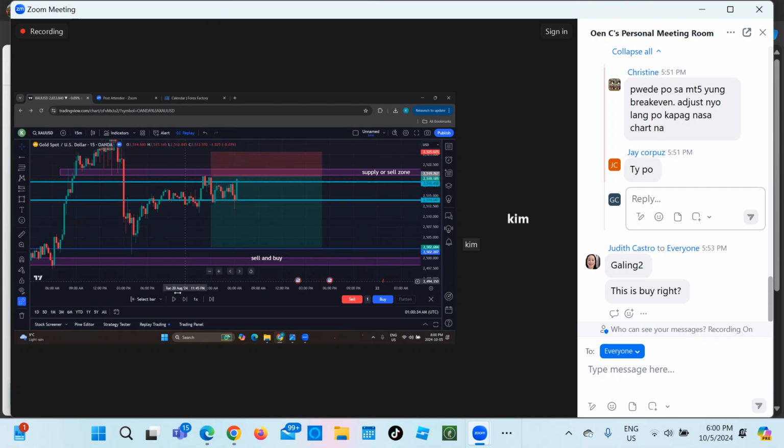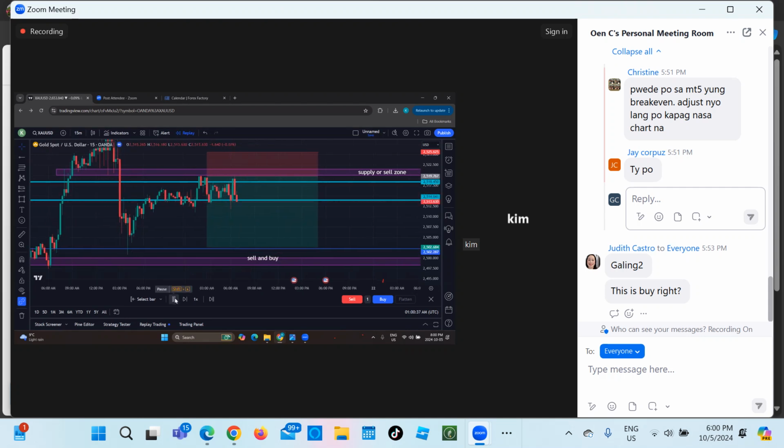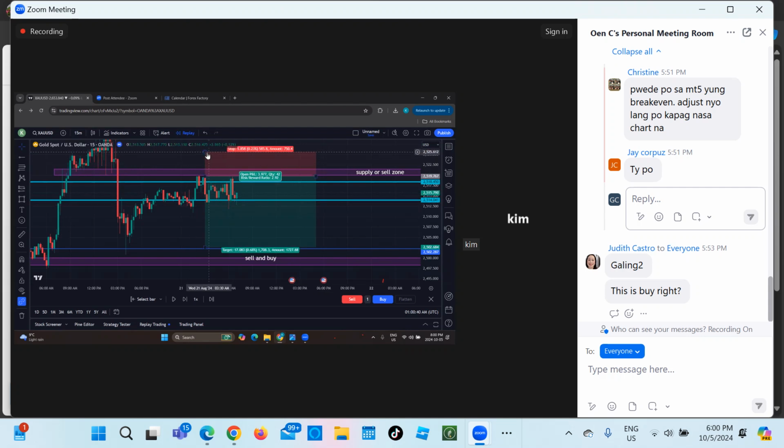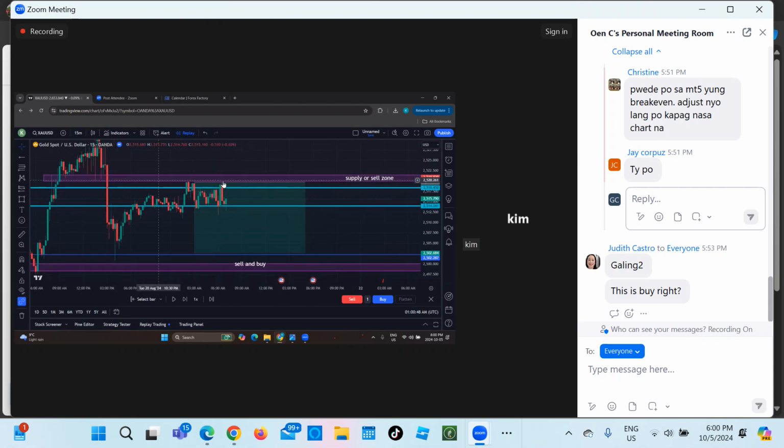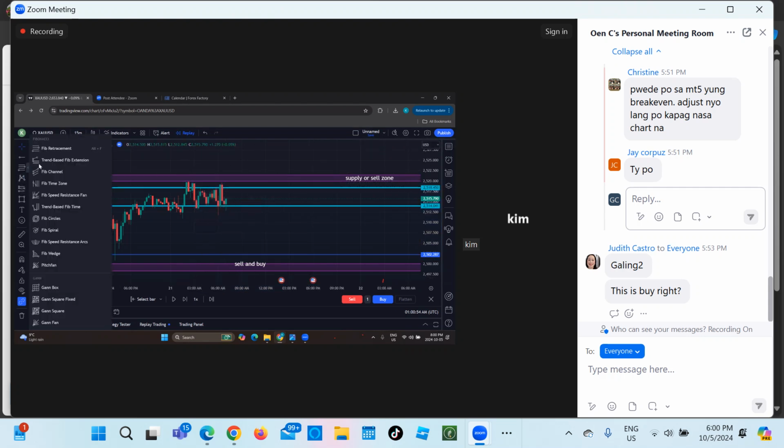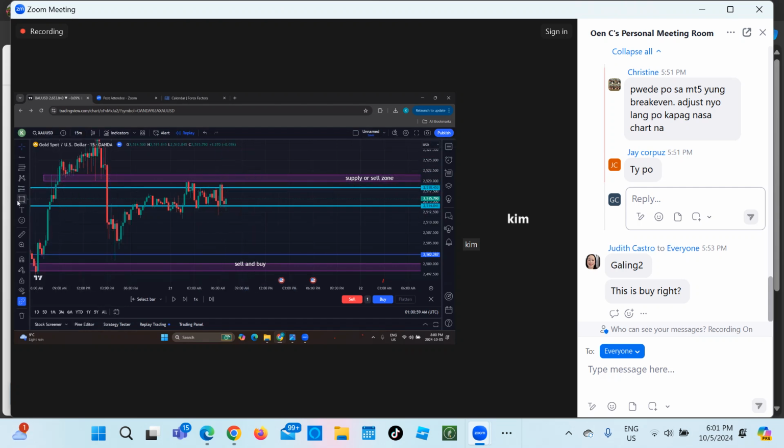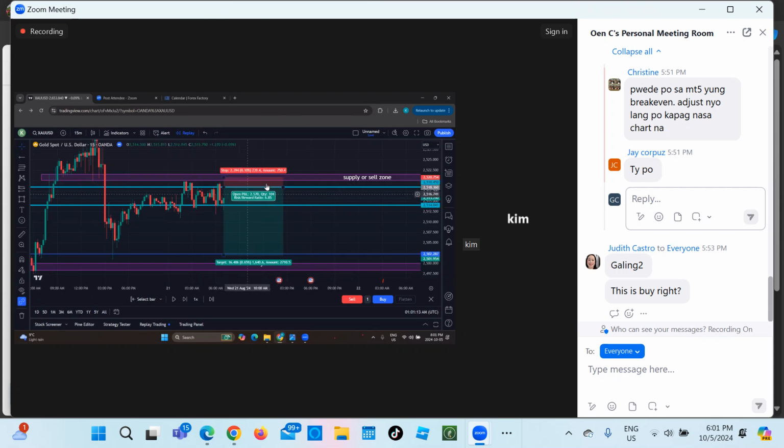Okay, so around this area, I would break even now so I don't lose my profit. Right? I would adjust my stop loss. Just this much. Para hindi malaki ang talo natin. Secure profit.